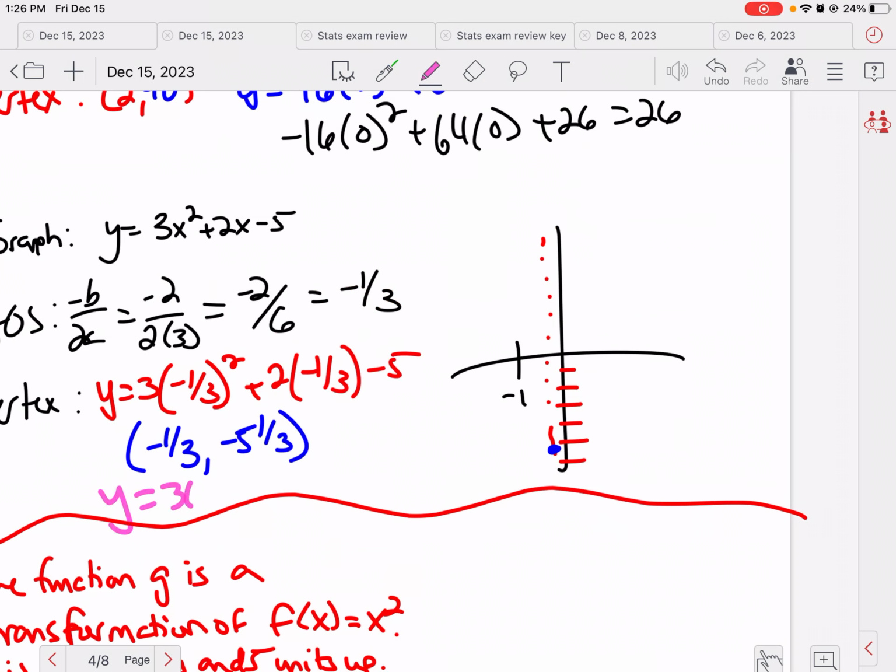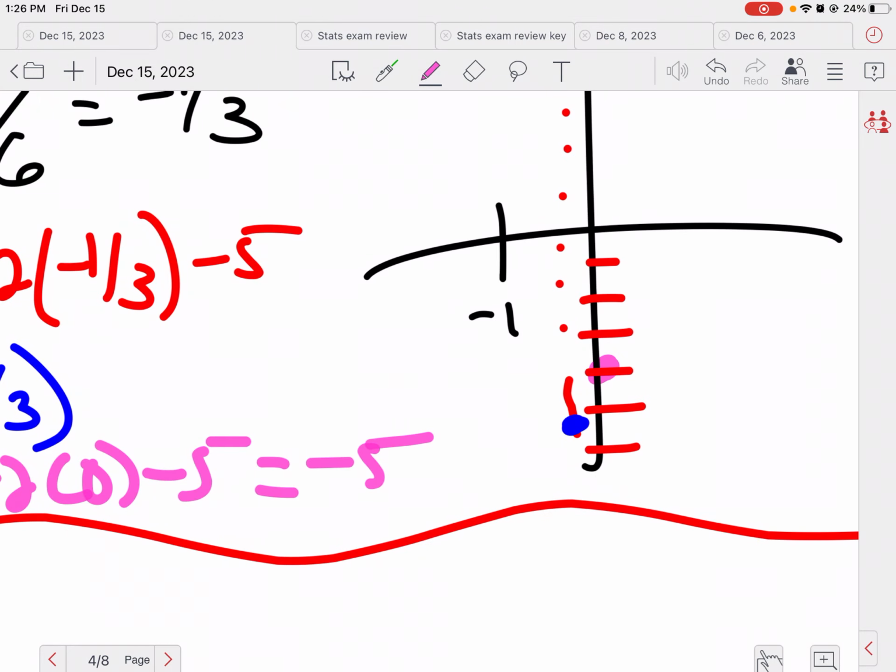Again, I'm going to plug in 0 because 0 is always pretty. So y equals 3 times 0 squared plus 2 times 0 minus 5. If I type all that in the calculator, I'm going to get negative 5. So 1, 2, 3, 4, 5. If I can count correctly, I can mirror that over. And there is my parabola.